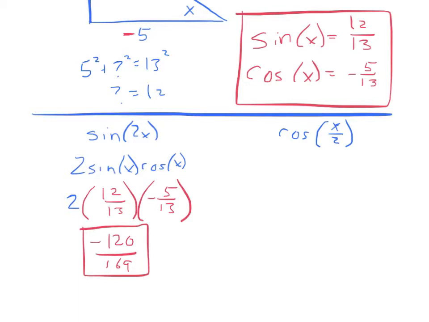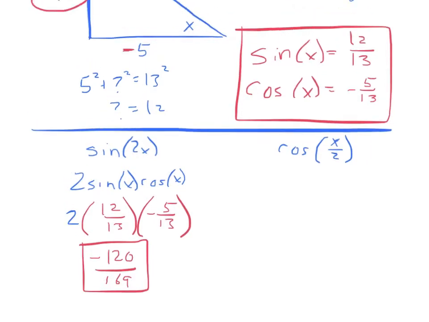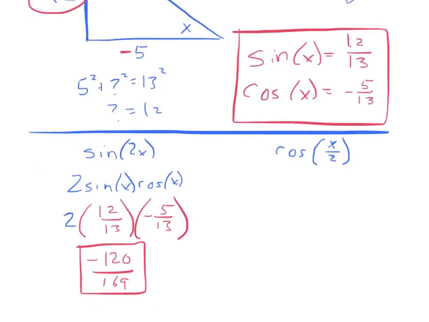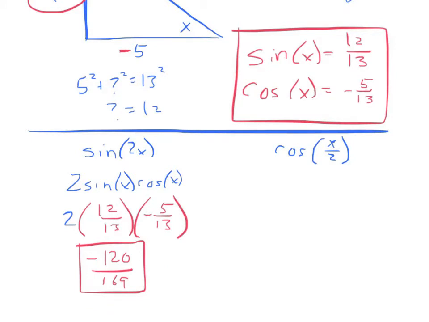And I might ask, does it make sense that we would have a negative sine value? I would say yes. If you think about the fact that this angle was a second quadrant angle, doubling that is going to put me all the way down here in either the third or the fourth quadrant. And when that happens, I'm going to end up with a negative sine value. Okay? So now next up, we've got the cosine of x over 2.